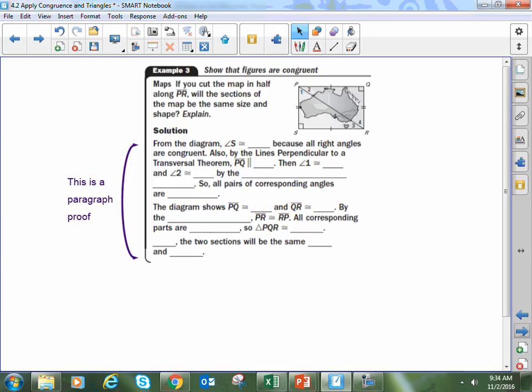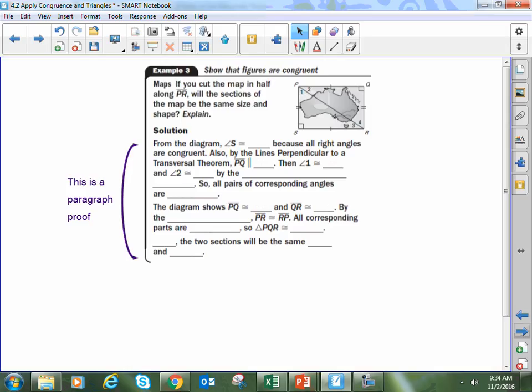Now keep in mind, in the two-column or in this paragraph proof, none of this is given to you. All you're doing is filling in the blanks. They're giving you the structure to work with, and you have to fill in the blanks as you think about it. So if you're going to write your own paragraph proof, you will ultimately be generating everything that's there, not just filling in blanks.